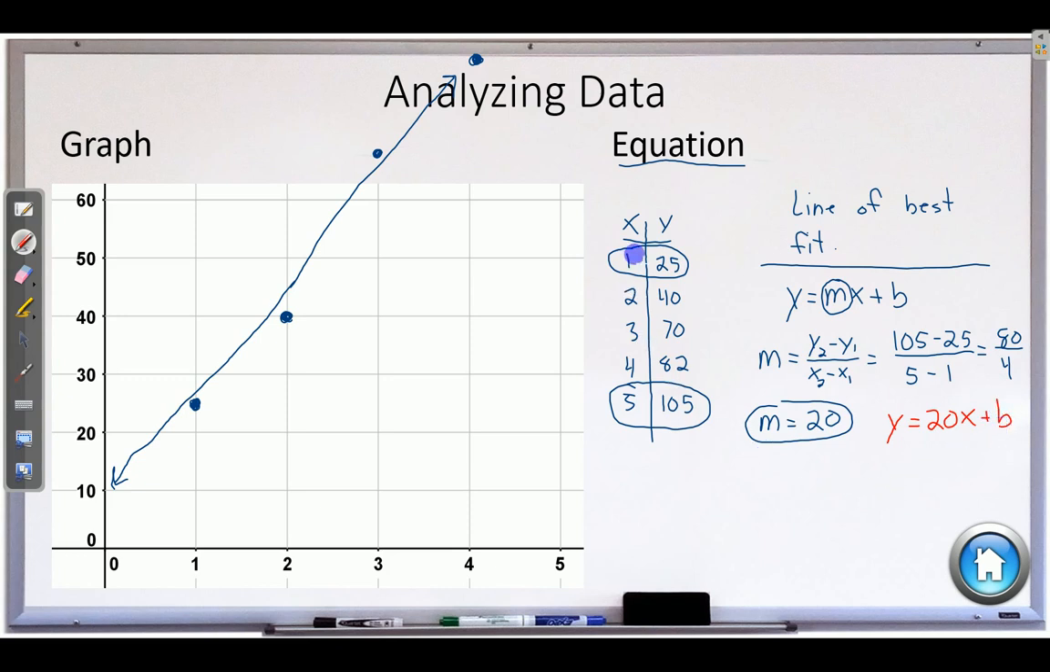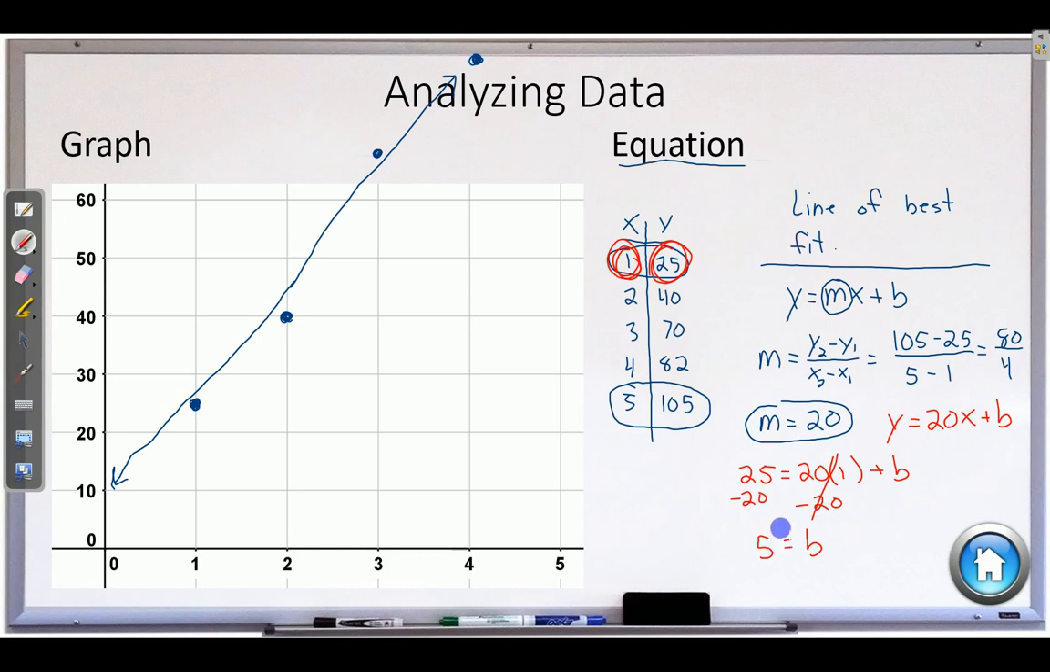So to do that, we're going to take an x value, and we're going to take a y value, and plug them in. And so we'll do that to find b. So y is going to be 25. And 20, our x value is going to be the 1 plus b. And as you can see, we only have one variable. We should be able to solve this. 20 times 1 is just 20. And so then we're going to subtract that from both sides. And 5 is equal to b.